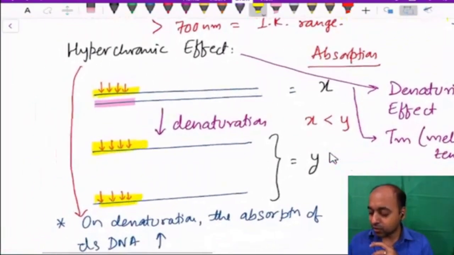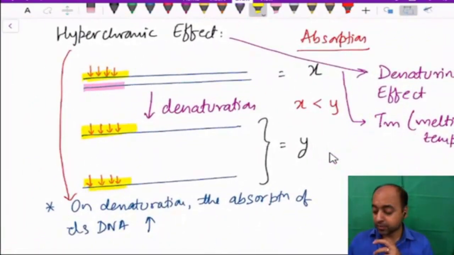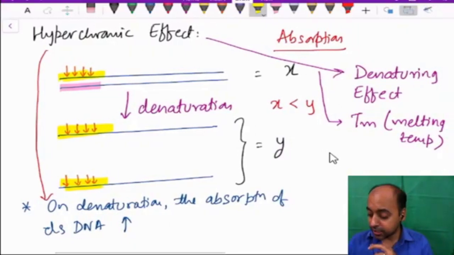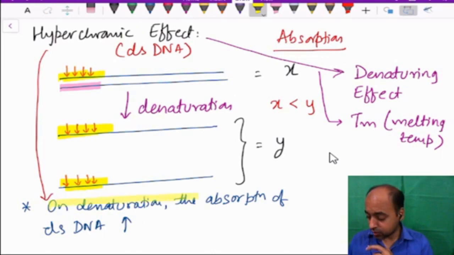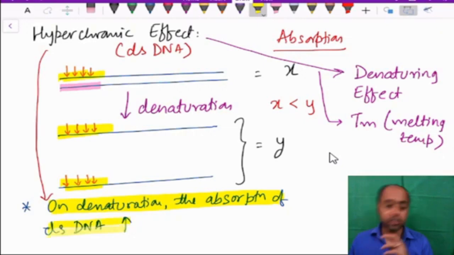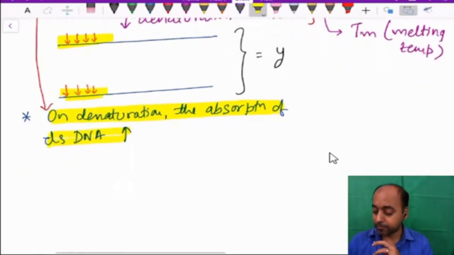Lastly, we have what is known as the hyperchromic effect, which is seen in double stranded DNA. This says on denaturation, the absorption of double-stranded DNA increases.